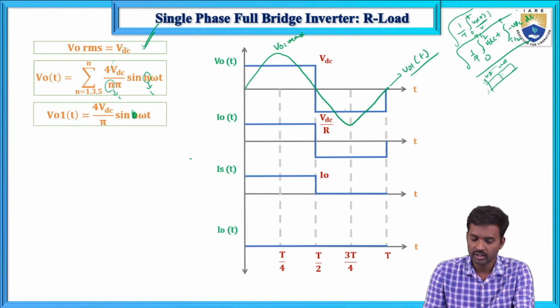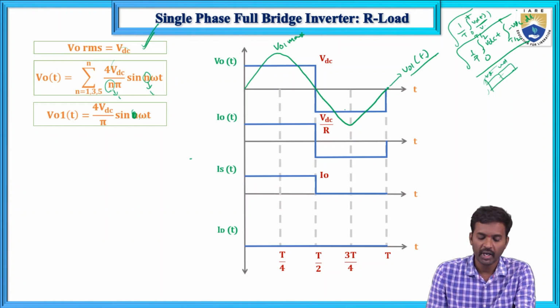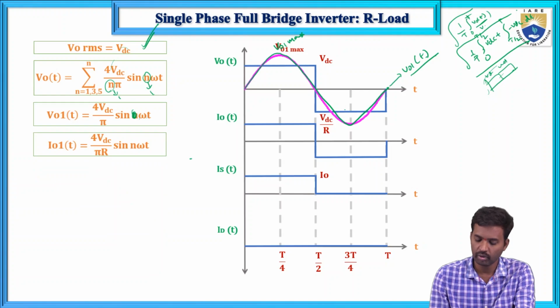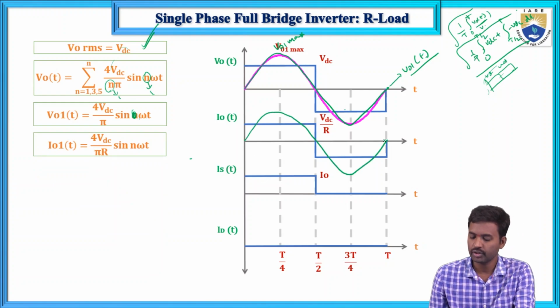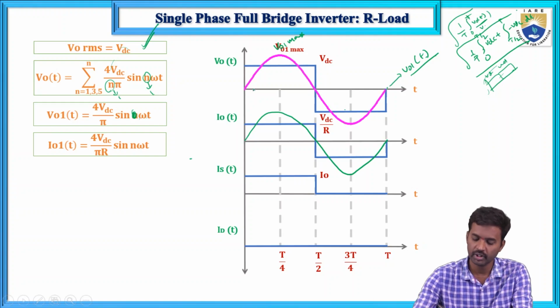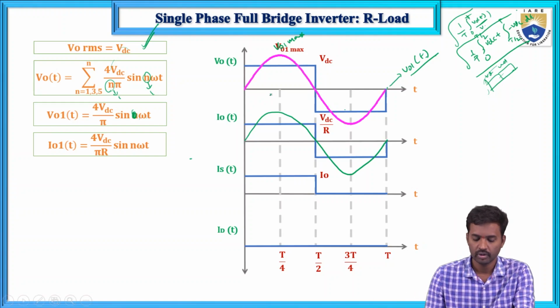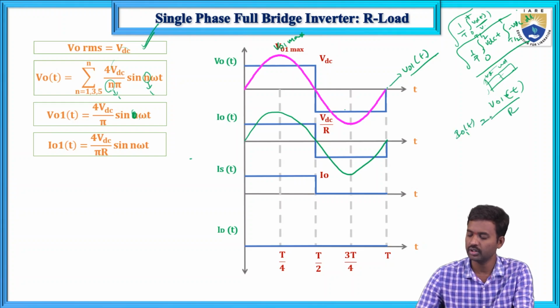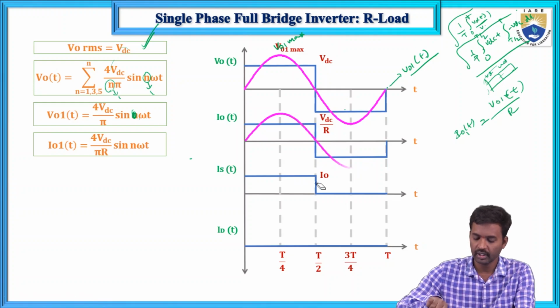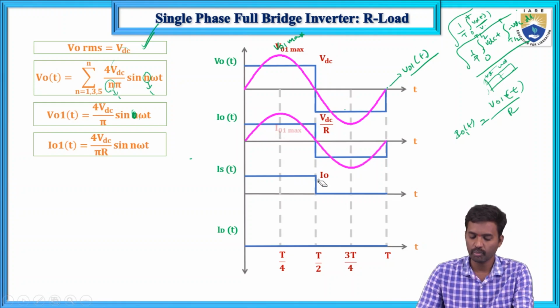And next, the second one is the maximum value, V01 maximum. So first, this is V01 maximum. And next I01 maximum, here this one is also the same. V01 of T divided by R equals I01 of T. And next here this is also the same. So now this is the maximum value.